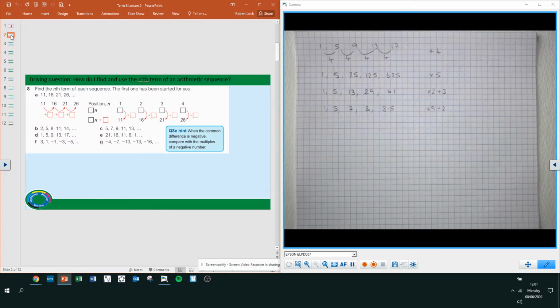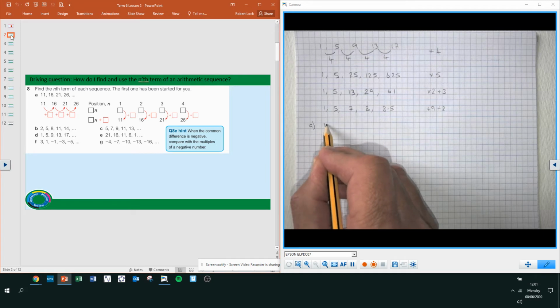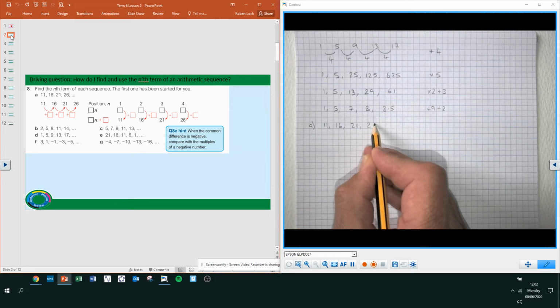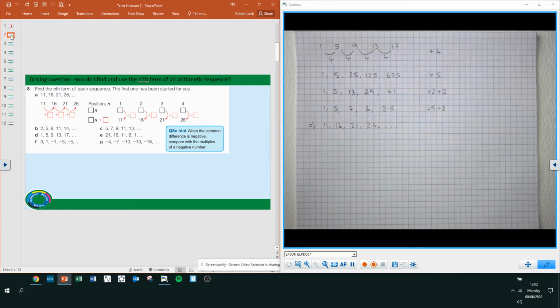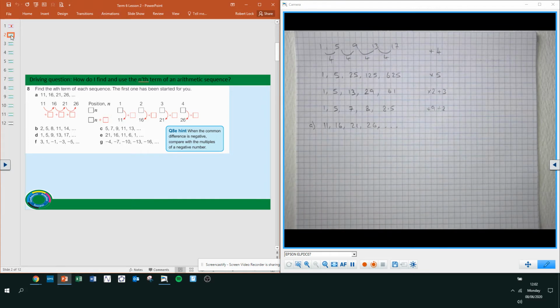Question 8. Find the nth term of each sequence. The first ones have been started for you. So what I've done is A is 11, 16, 21, and 26, and it goes on, dot, dot, dot. What they're trying to do is ask you to find the nth term using their method or a method you may have come across in the past.